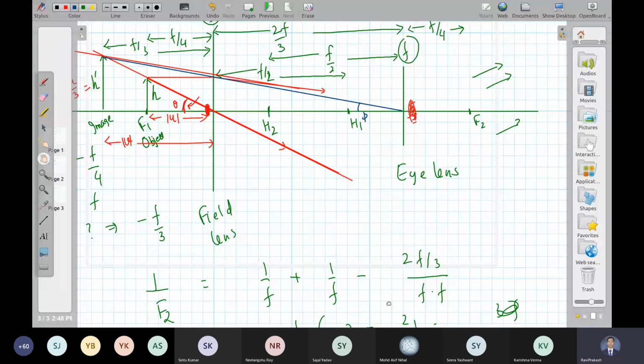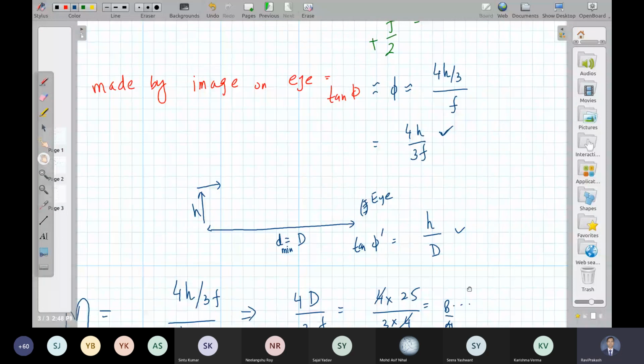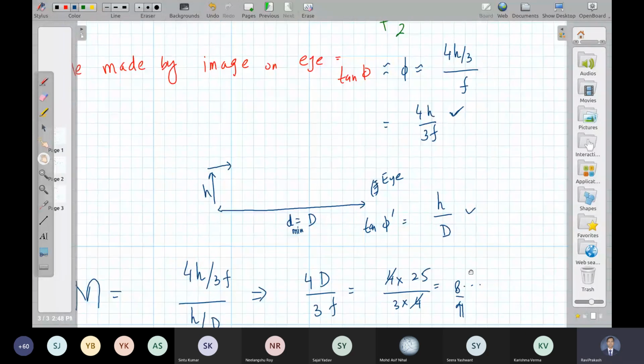roughly 8. Usually eyepiece can magnify up to 10 times or 12 times. Eyepiece 10 से 12 गुना तक magnify कर देती है without any distortion in image. जो distortion होता है image में वो insignificant है, आप देख भी नहीं पाएंगे उसको सही से. So this is the beauty of eyepiece. This is the importance of the eyepiece.